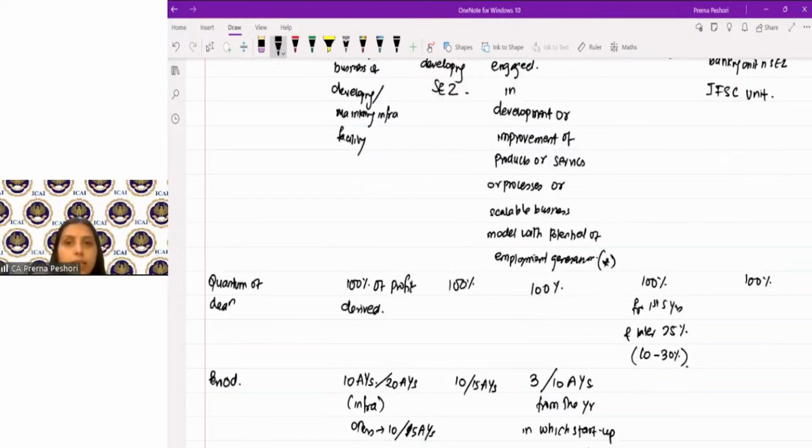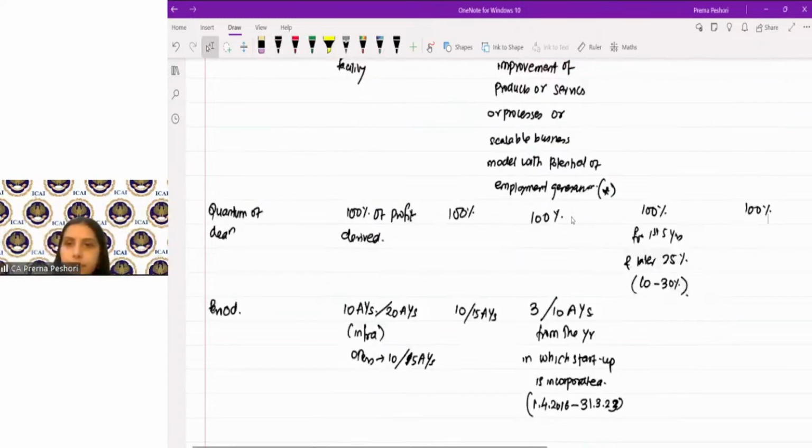100% deduction is available for 5 years, and thereafter 50% is available. 100% for 5 years and later 50%. For IFSC, it is 100%. For IFSC, it is directly 100%.